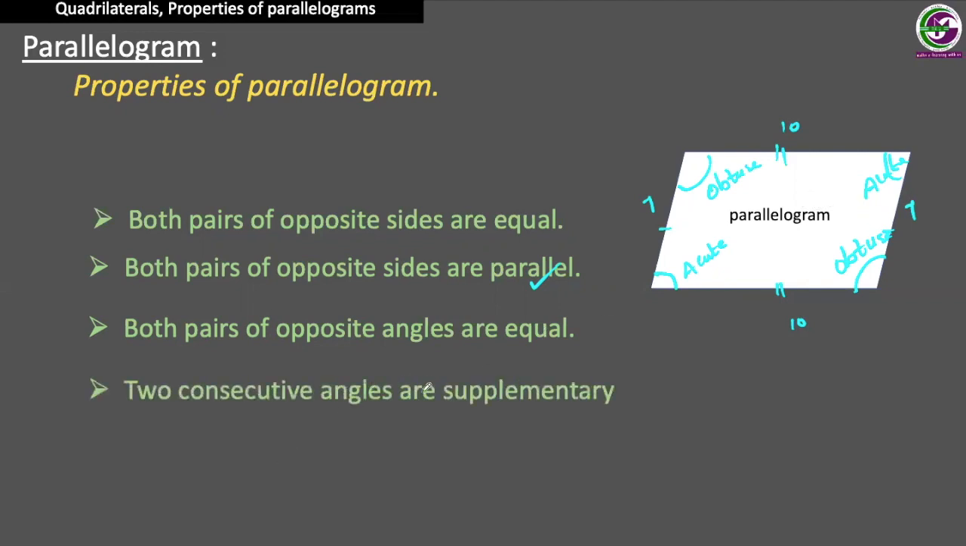Two consecutive angles are supplementary. This is based on the property of parallel sides. So you know that this side is parallel to this side. So we can say that same side interior angles. So this angle, for example, 110 and 70, it should be 180 degrees. Not only that, the second part also we can say 70 and 110, they are 180 degrees. So any two adjacent angles when you take, it will be 180 degrees. And you know that supplementary means 180 degrees.